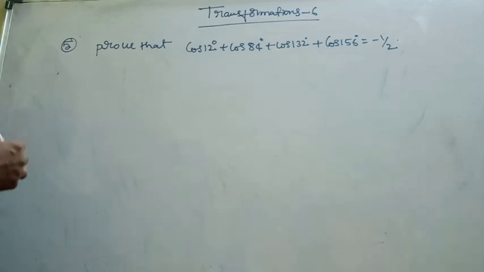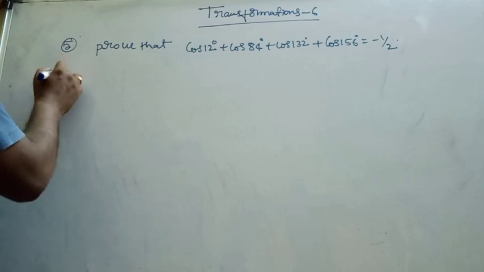See, now we have the fifth problem. Prove that cos 12 plus cos 84 plus cos 132 plus cos 156 degrees is equal to minus 1 by 2. This is what we require to prove.